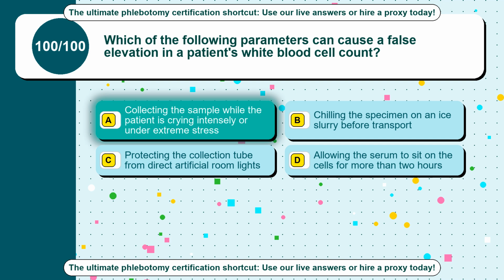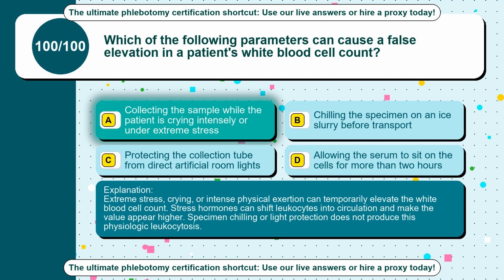The correct answer is option A, collecting the sample while the patient is crying intensely or under extreme stress. Extreme stress, crying, or intense physical exertion can temporarily elevate the white blood cell count. Stress hormones can shift leukocytes into circulation and make the value appear higher. Specimen chilling or light protection does not produce this physiologic leukocytosis.